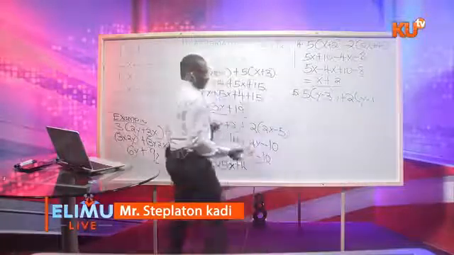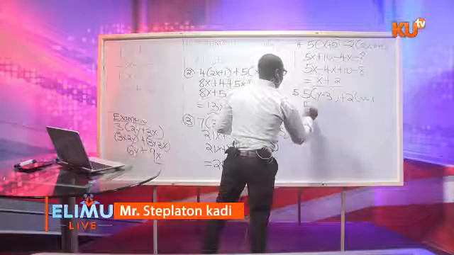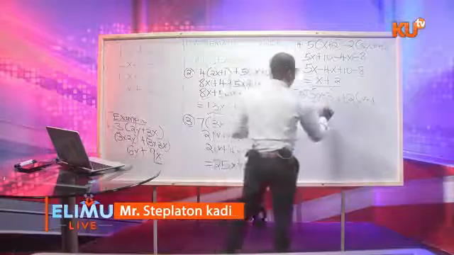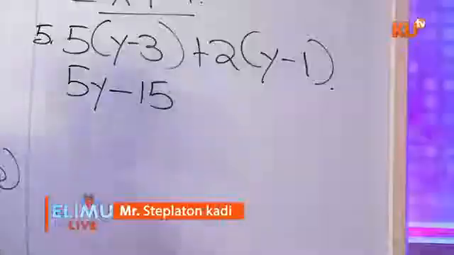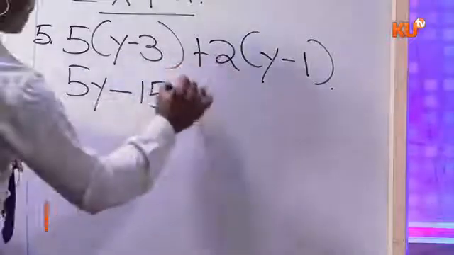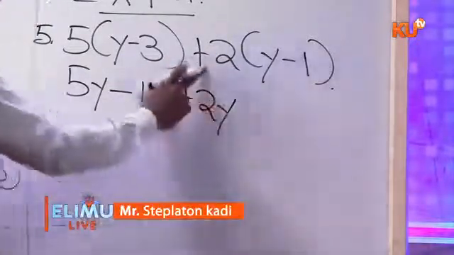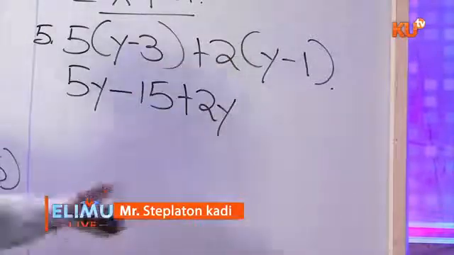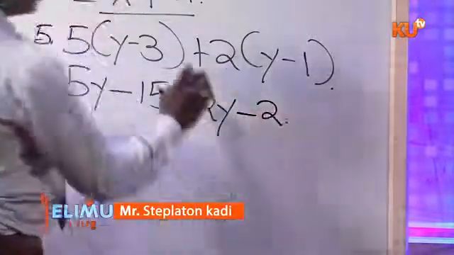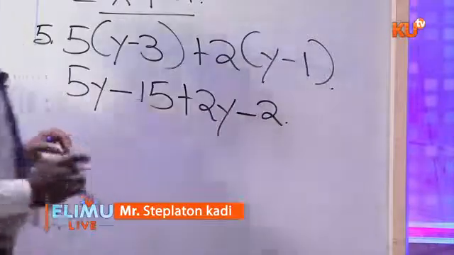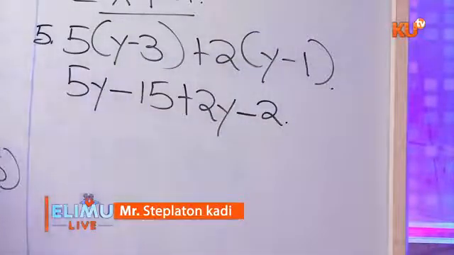We open up the brackets, that is 5y minus 15. We open up the brackets, plus 2y. This is a positive sign and a positive sign, minus 2. This is a positive times a negative. I said a positive sign times a negative sign is negative.